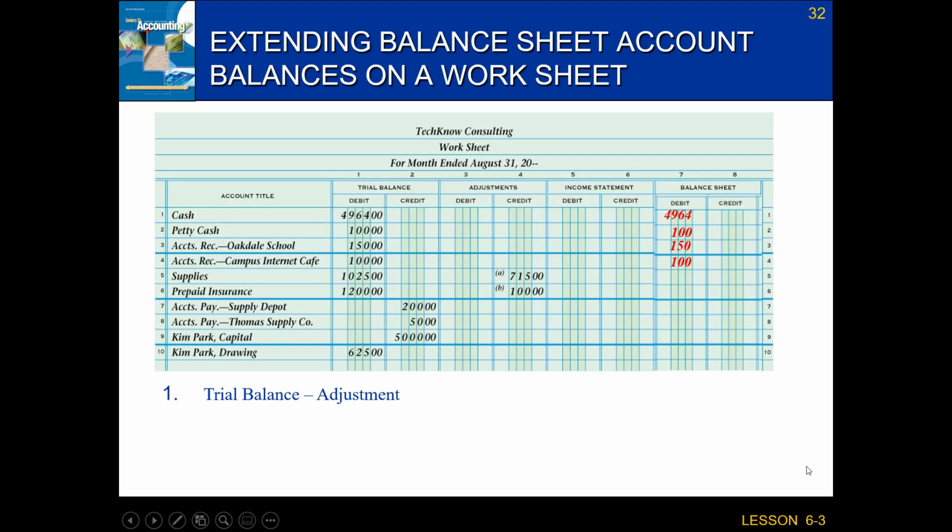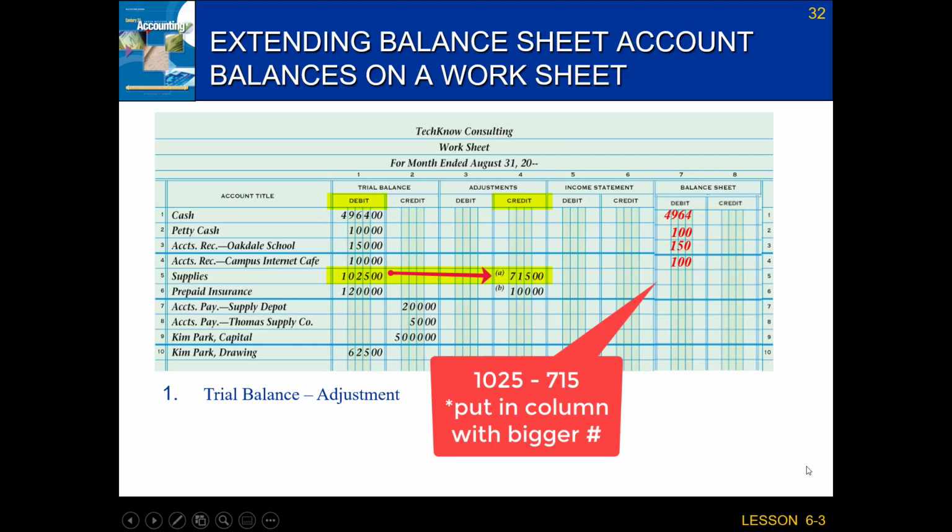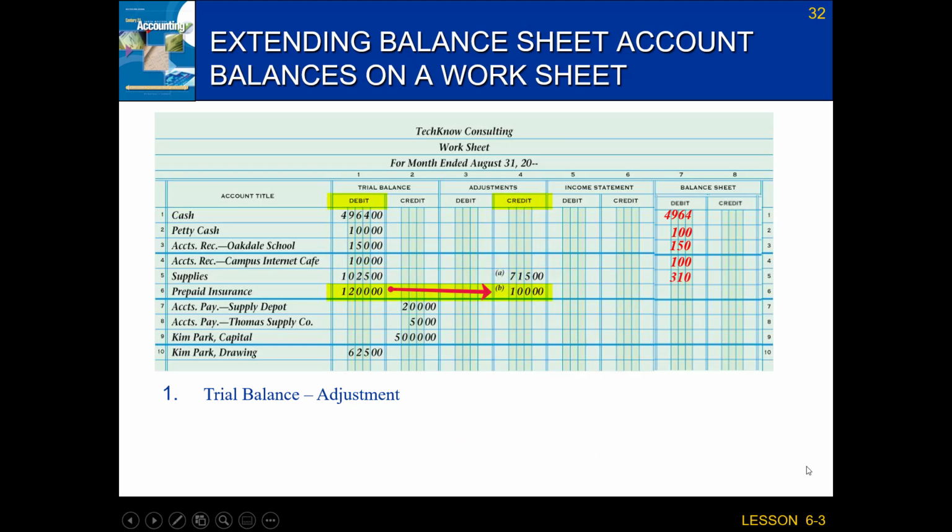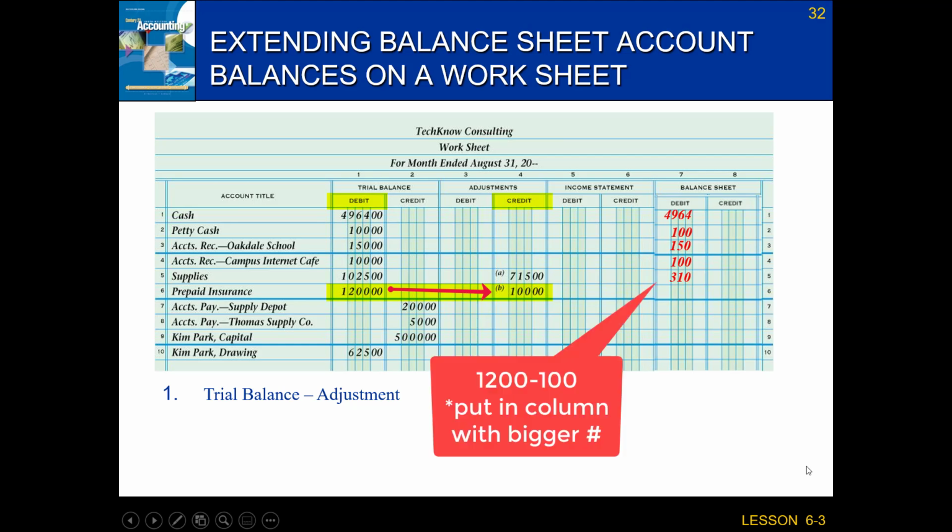Supplies and prepaid insurance are the first two accounts that have adjustments. So I'm taking 1,025 and I'm subtracting 715, and I'm putting the answer in the column with the bigger numbers. So in this case, the debit is bigger, so my answer is going to be a debit of 310. The same goes for prepaid insurance. 1,200 minus 100 is 1,100, and the debit column is bigger, so I've got 1,100 in debit.